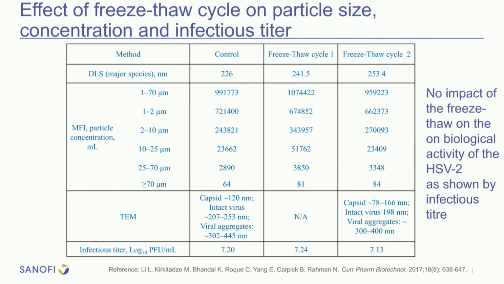The most important readout you can see here is the lowest row. It's the infectious titer, which is our biological test for the virus. The infectious titer, presented here in log values, shows that for the control sample we see 7.2, versus 7.24 and 7.13 for freeze-thaw cycles 1 and 2 respectively. We consider that a very good result, because it confirms that although we see some changes, they're very small, and we can say that there is no impact of the freeze-thaw cycle on the viral HSV-2 variant.